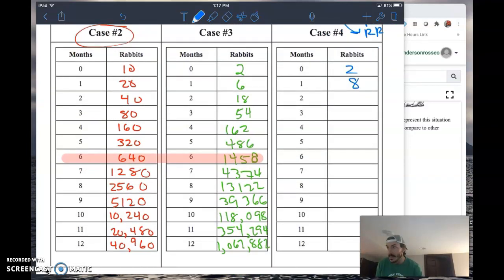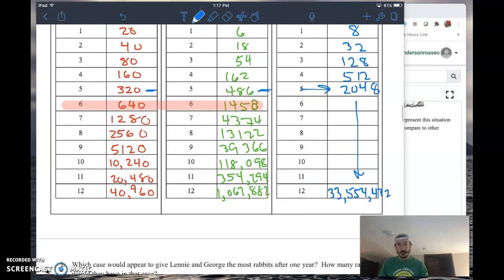We go from 2 to 8, we go from 8 to 32, we go from 32 to 128. I've got this written down over here. This is how I'm able to do this so quickly. 512, 2,048, and look at what's happening already. If I compare this to that, already it looks like case 4 is going to be significantly superior. And trust me when I tell you it is, because by the time we make it to the bottom here, we're going to have 33,554,432 rabbits.